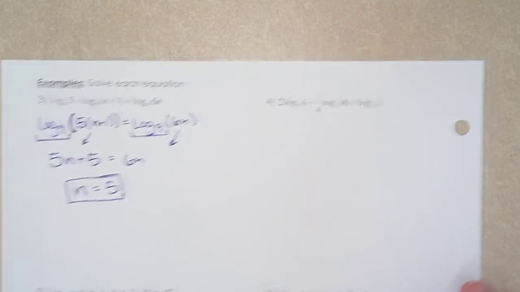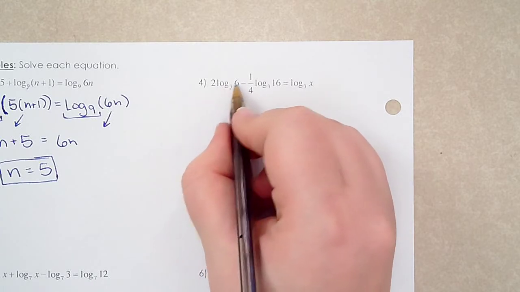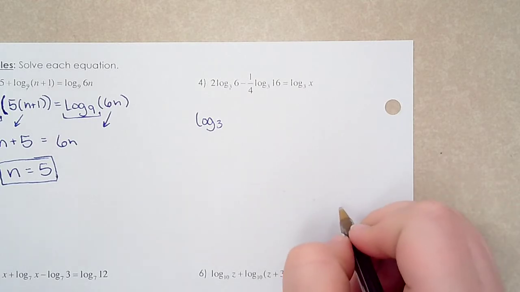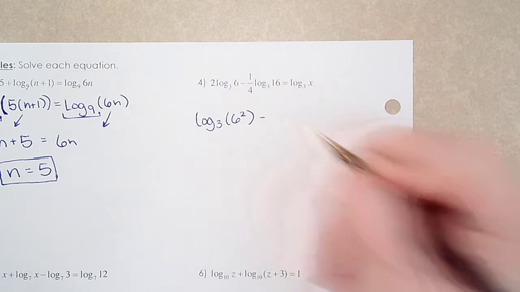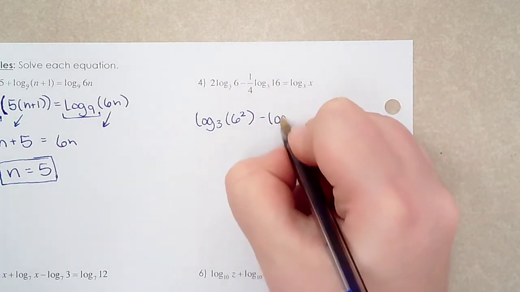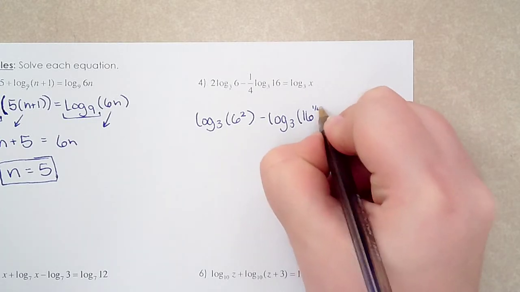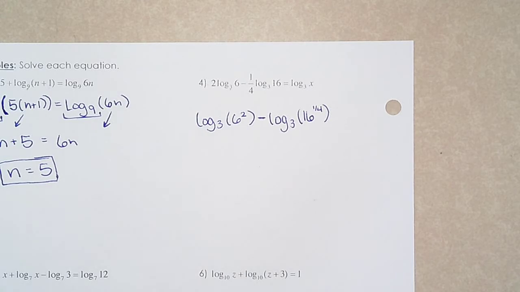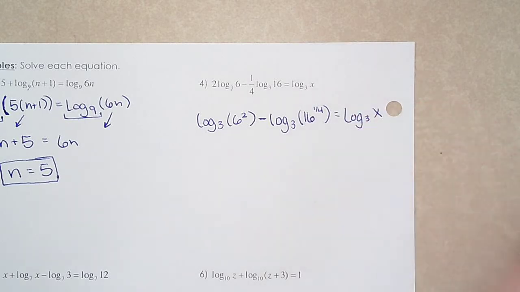Same thing with this next one. Looks really big and scary, but let's break it down. Log base 3 of 6. What's another way to rewrite that? We could rewrite it as log base 3 of 6 squared, and then minus log base 3 of 16 to the 1/4. Notice I'm going to leave the negative in between. I'm not going to take it up with the exponent just because I don't like working with those negative exponents anyway. It's a way for me to make it a little easier on myself.